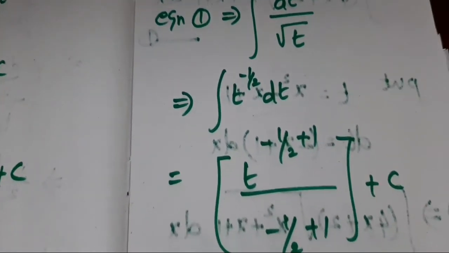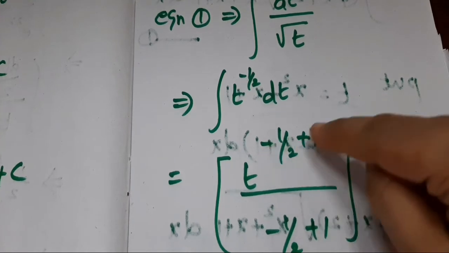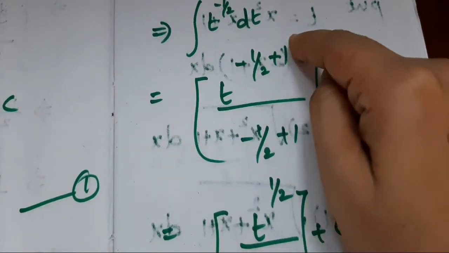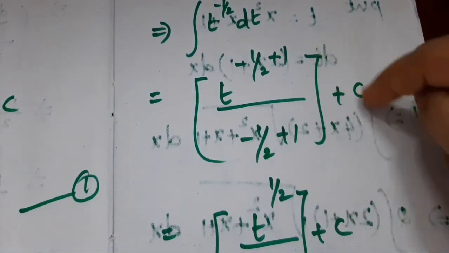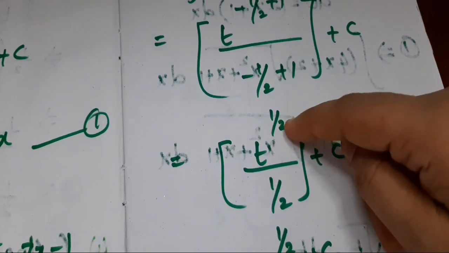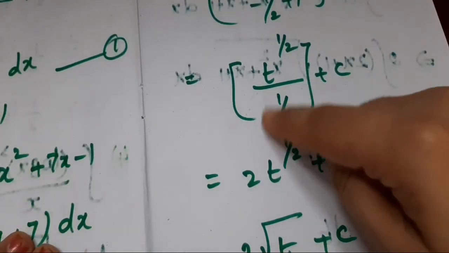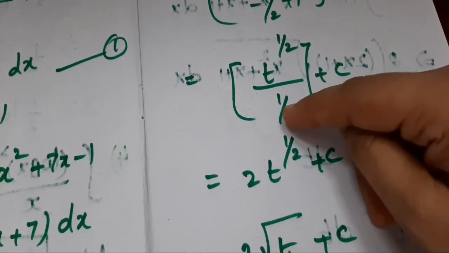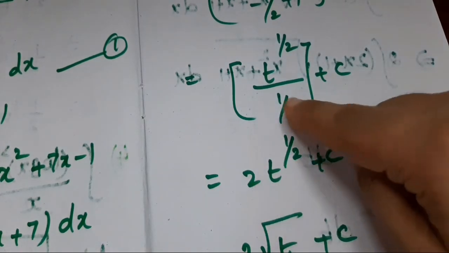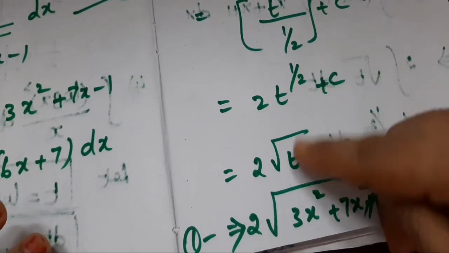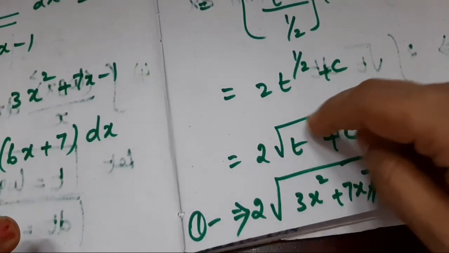So what is the integral of x power n dx? X power n plus 1 by n plus 1. The first formula I told you, no, that formula you should use. So t power minus 1 by 2 plus 1 divided by minus 1 by 2 plus 1 plus c. Minus 1 by 2 plus 1 is nothing but positive 1 by 2, so 1 by 2 plus c. So this 1 by 2, the one fraction divided by another fraction, I can write the denominator fraction as reciprocal. So 1 by 2 will become 2 into t power 1 by 2 plus c. This t power 1 by 2 is nothing but root t. So 2 root t plus c.